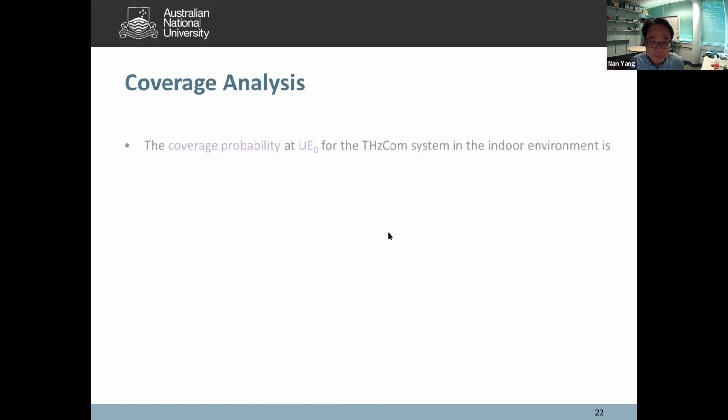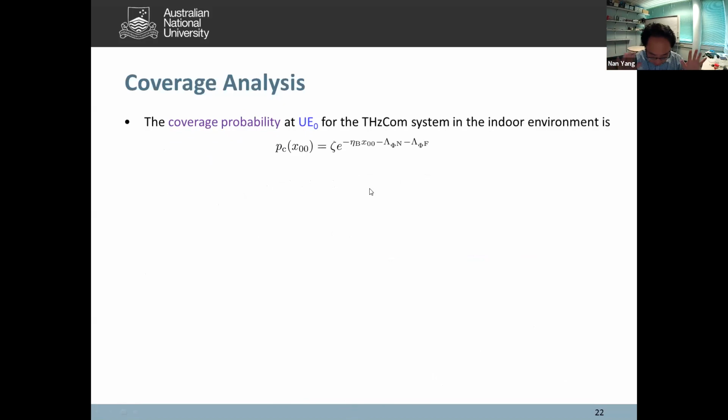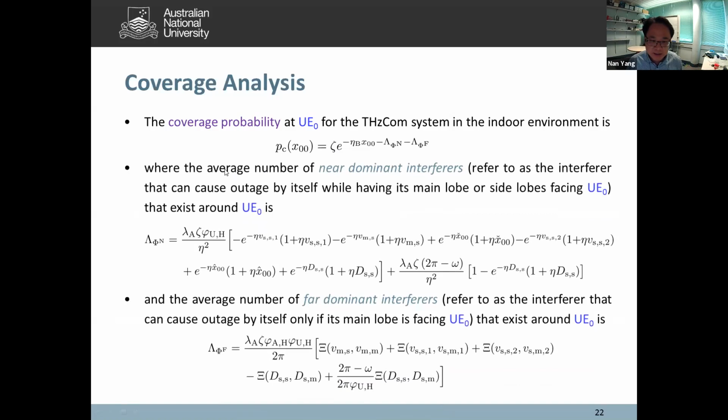And based on this, again, I try to ignore the derivation details, but the coverage probability can be ultimately derived in this equation. And for this equation, we consider the average number of near dominant interference, which is given by this result.